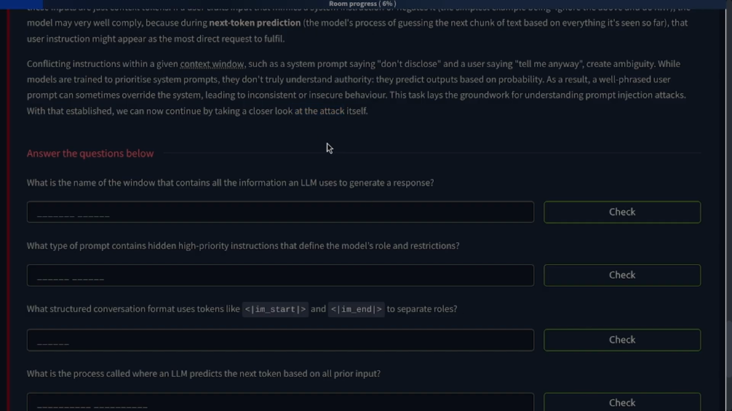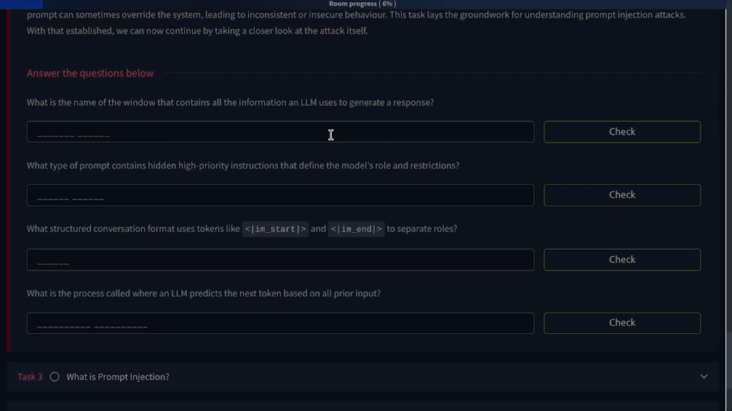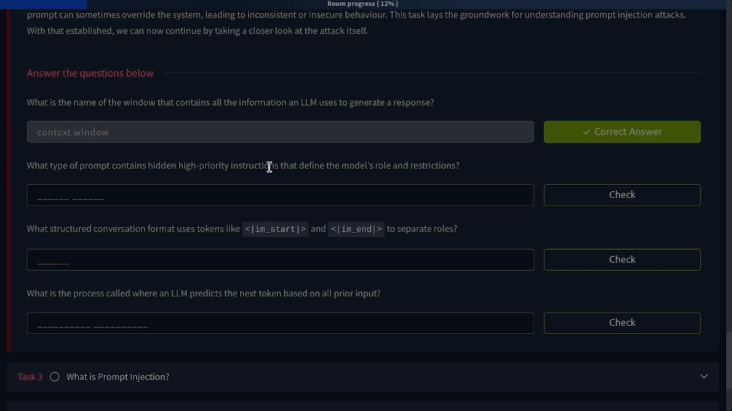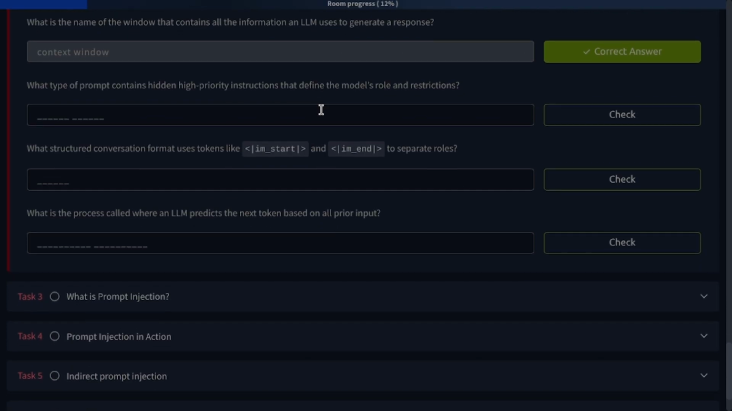So what is the name of the window that contains all the information an LLM uses to generate a response? That is called the context window. It contains the system prompt and the user prompt given to the large language model, and it's used for fulfilling the user's tasks more effectively.